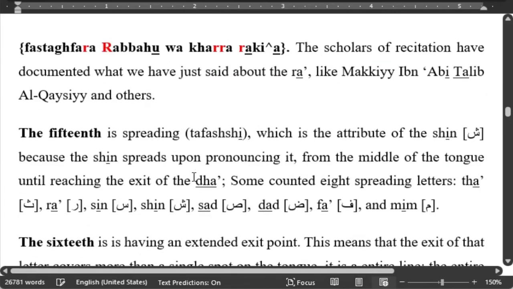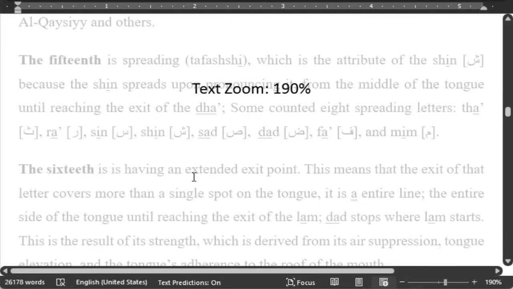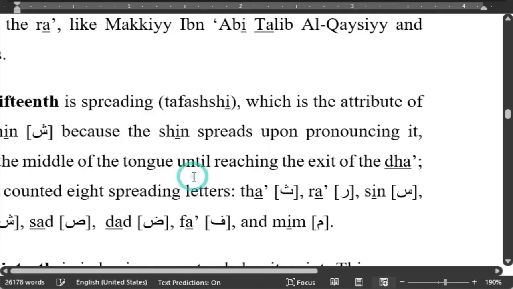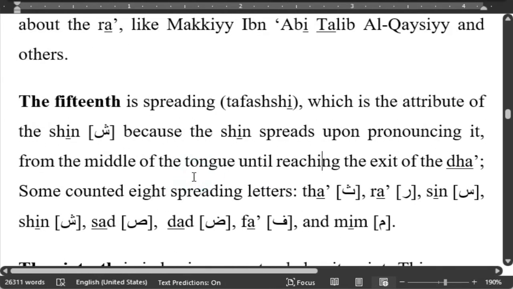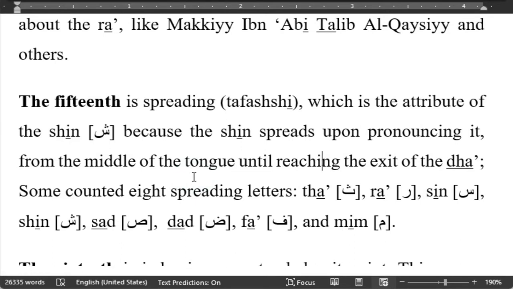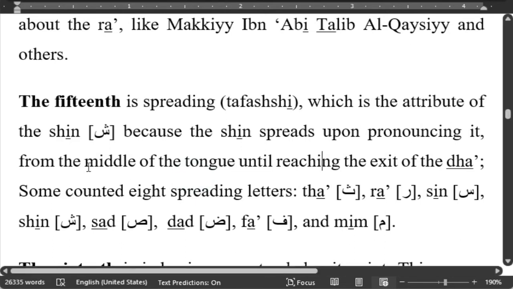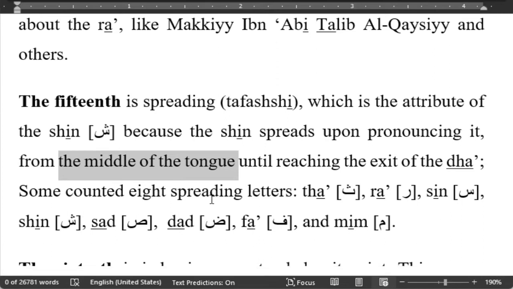The 15th attribute is spreading, tafashi, which is an attribute of the sheen, because the sheen spreads upon pronouncing it from its source, which is the middle of the tongue. That's where it comes from. And it spreads until reaching the exit, which is from the front of your tongue. So you say sheen, sheen, sheen. Subhanallah.